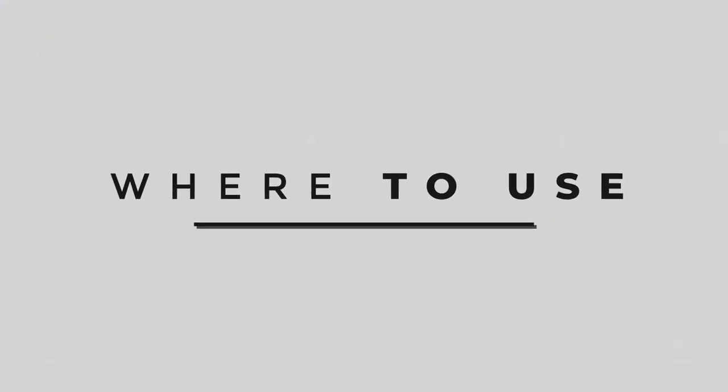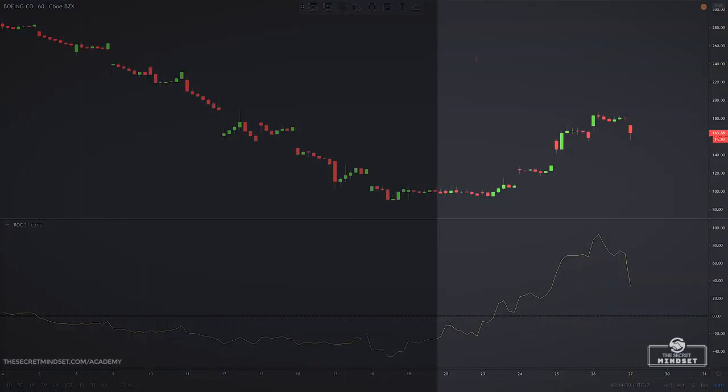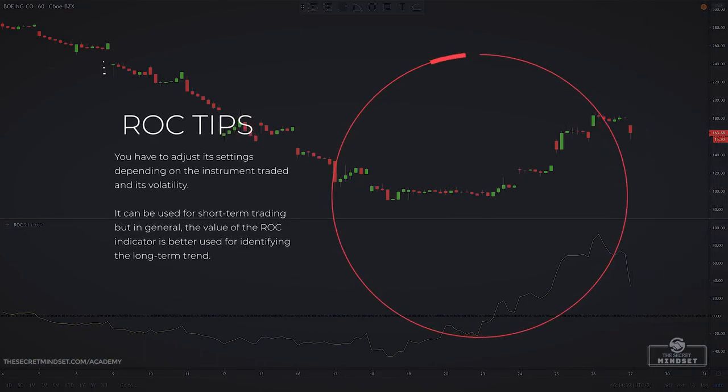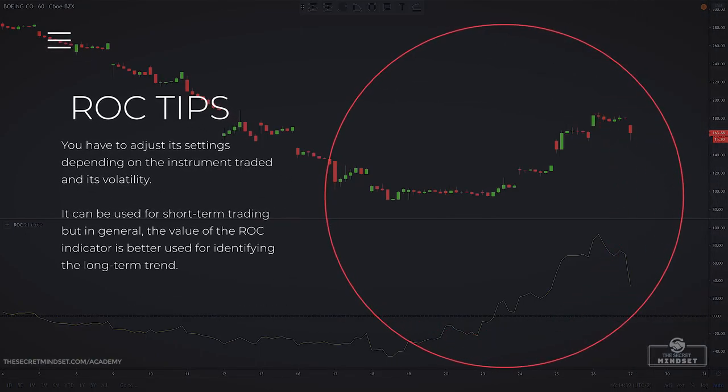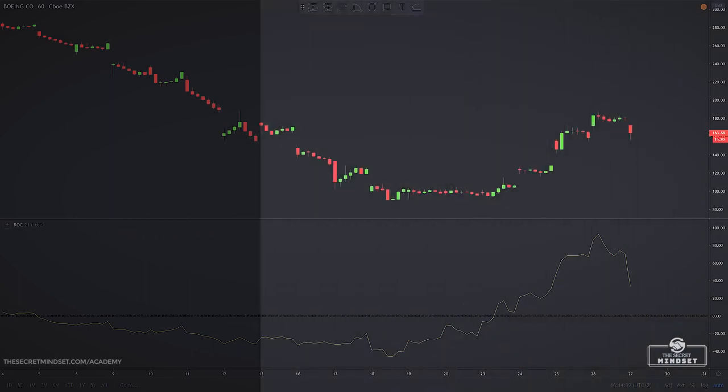All markets can work well with the price rate of change. There are no right or wrong settings to use, but every trader has to make decisions depending on the market conditions and the volatility of the financial markets. The rate of change can be used on various time frames. It can be used for short-term trading, but in general the value of the rate of change is better used for identifying the long-term trend.